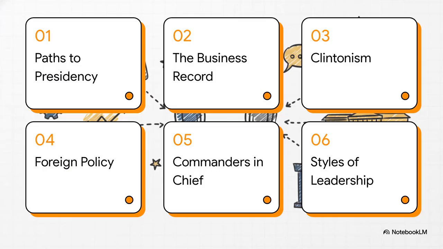Here's the roadmap for this explainer. We've got 6 key themes. We'll start with paths to the presidency, look at the business record, dive into Clintonism, and then check out their approaches to foreign policy and their roles as commanders-in-chief. Finally, we'll wrap up with 2 styles of leadership. And remember, we're strictly comparing Bill Clinton and Donald Trump through objective historical facts here.